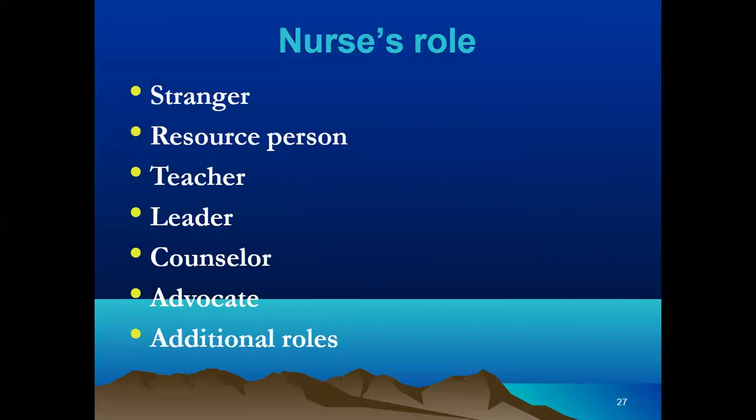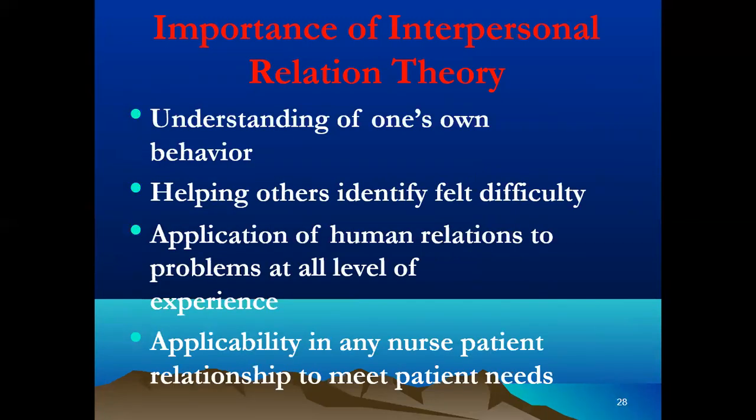What could be the roles of the nurse according to this theory? Number 1, a nurse is a stranger. Secondly, a nurse is a resource person. A nurse is a teacher, a leader, a counselor, an advocate. Additional roles may include a nurse becoming a manager. Importance of this theory is that it helps one understand client behavior. It also helps others identify felt difficulty. The application of human relations to problems at all levels of experience is enhanced. Applicability in any nurse-patient relationship is well applied to meet patient needs.